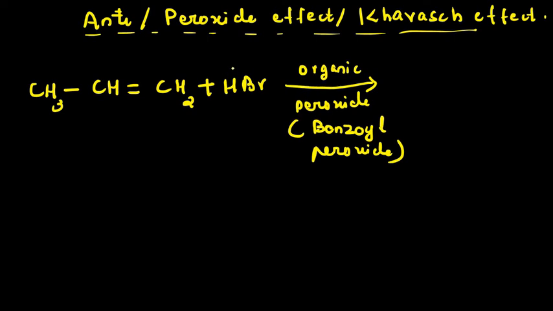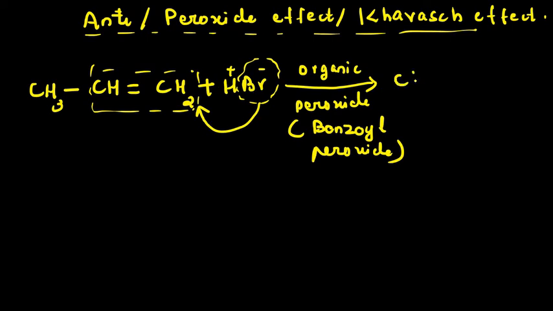So what will be here? Here we can say that the negative part of the reagent goes to the carbon atom with more hydrogen atoms across the double bond. In the Markovnikov rule, it went to the carbon atom with fewer hydrogen atoms. In this case, it will go to the carbon atom with more hydrogen atoms.